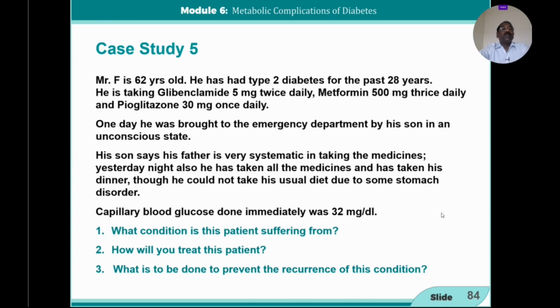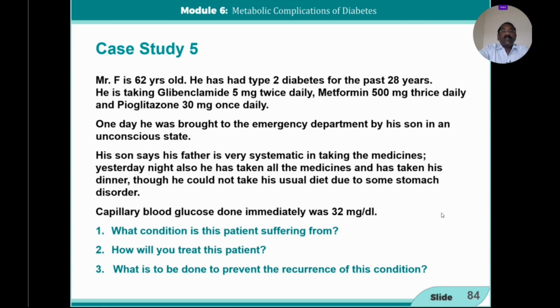So this is one case. A 62-year-old male, type 2 diabetes for the last 28 years. So very typical in our Indian diabetic. Age 62 years, but history of diabetes is 28 years. He is taking glibenclamide 5 milligrams twice daily, metformin 500 milligrams thrice daily, and pioglitazone 30 milligrams once daily. One day, he was brought to the emergency department by his son in an unconscious state.